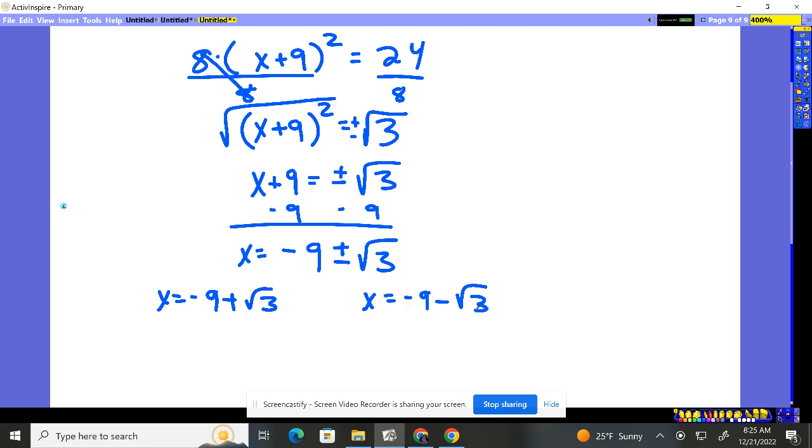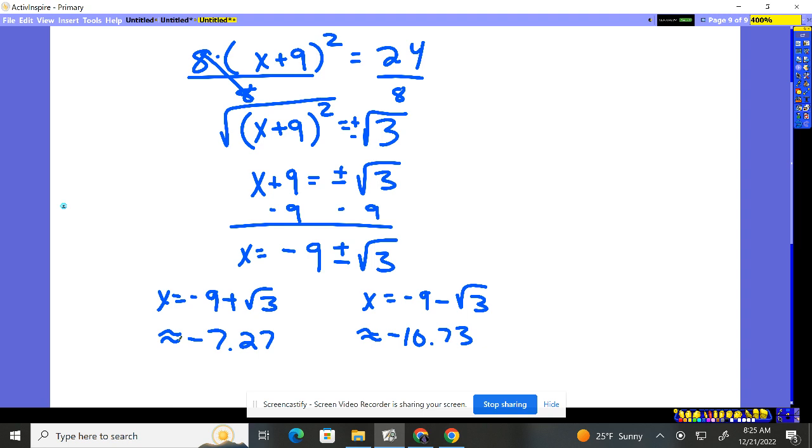And if you want to put this in the calculator to get a number answer to help you see it a little bit better, when I did, I got negative 7.27, I believe. And over here, I got a negative 10.73. Okay, approximately.